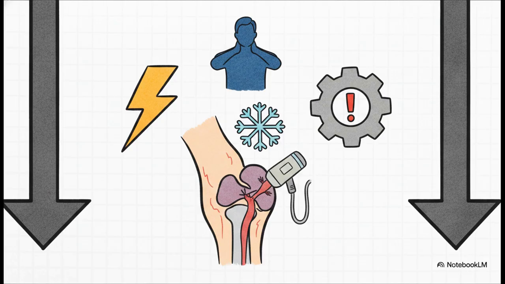So I'll leave you with this final provocative thought. If you spot these poor prognostic factors on day 1, how are you going to immediately pivot your evidence-based management plan to make sure this patient doesn't end up as a chronic statistic?